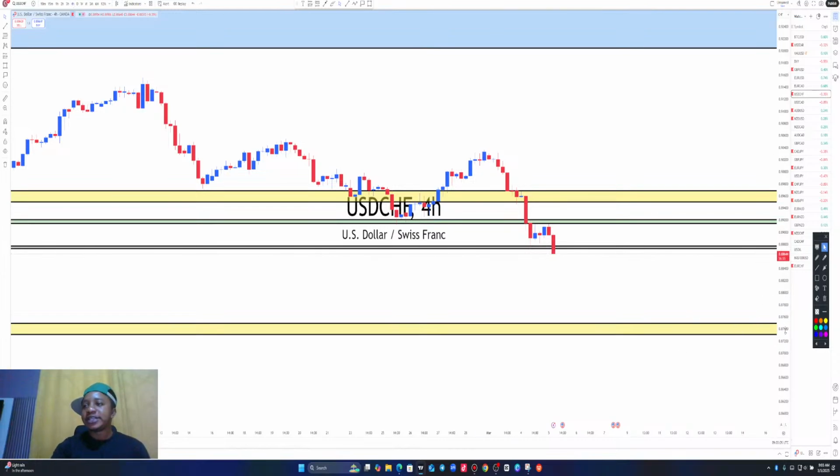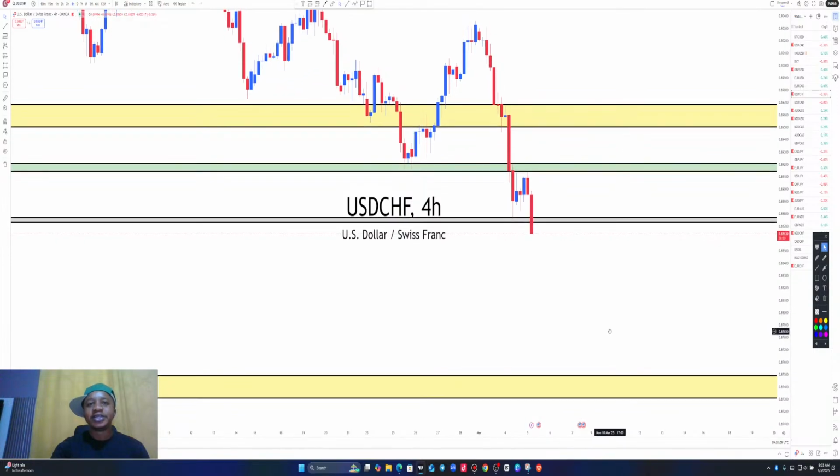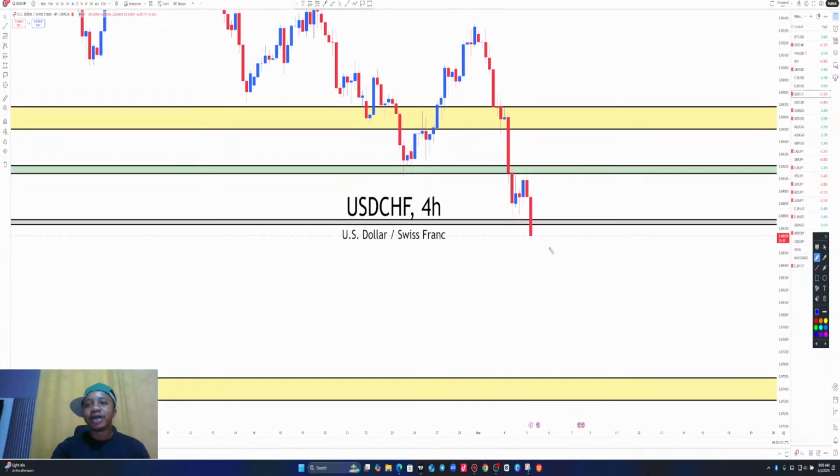All right, so this is the 4-hour time frame of USD CHF. Now USD CHF on the 4-hour time frame is quite simple. We have the 4-hour support level over here. Price is also moving in a downtrend. We've seen a lower low, we've seen a lower high. There's going to be another lower low and another lower high, and that is where we come in and sell all the way down on USD CHF.